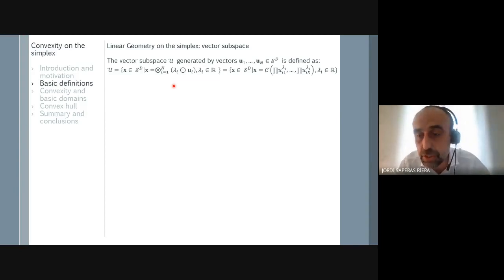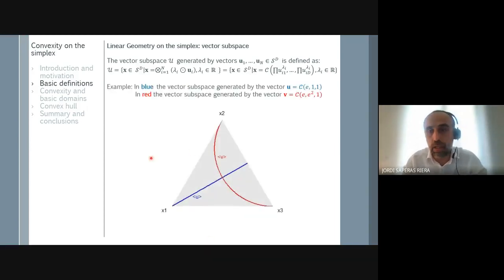The first definition is the vector subspace, and we define the vector subspace generated by vectors u1, ..., un as the set of vectors obtained by linear combinations of the vectors u1, ..., un. Here we have two examples of vector subspaces in the three-part simplex.